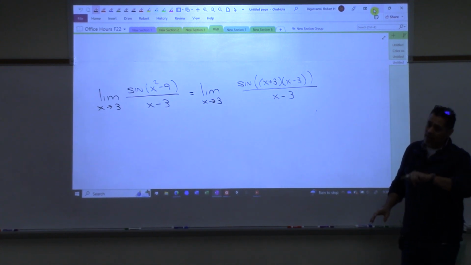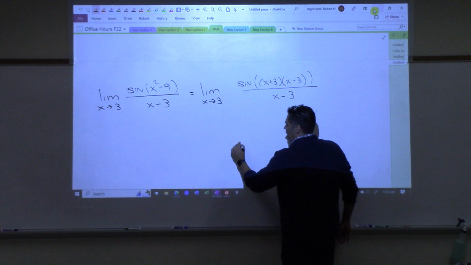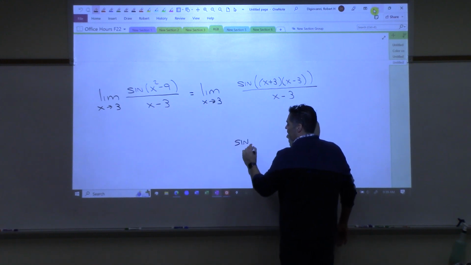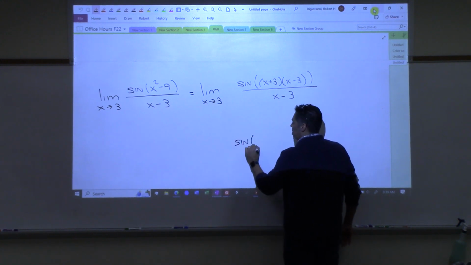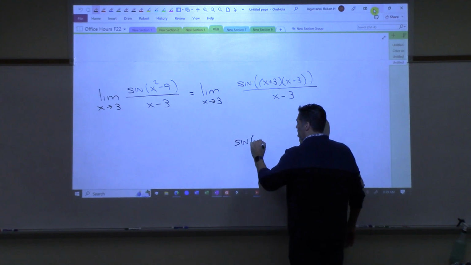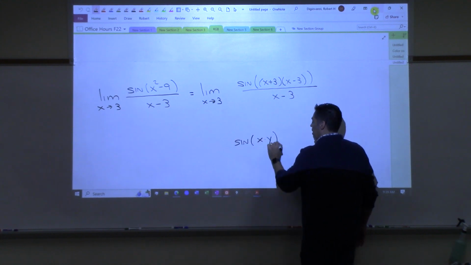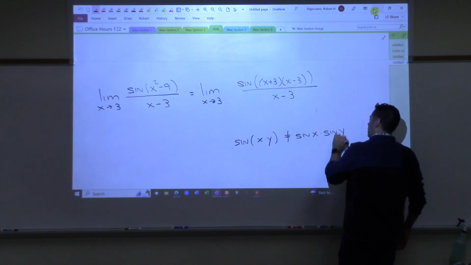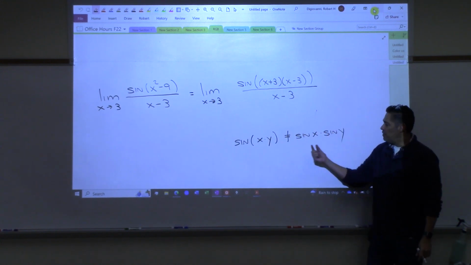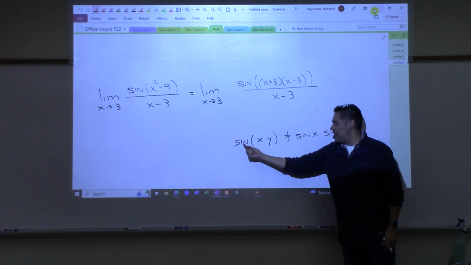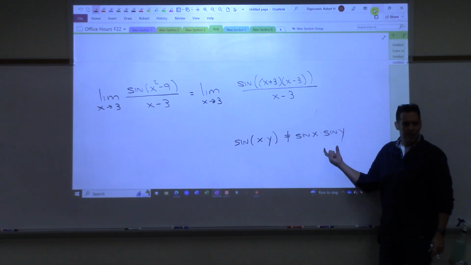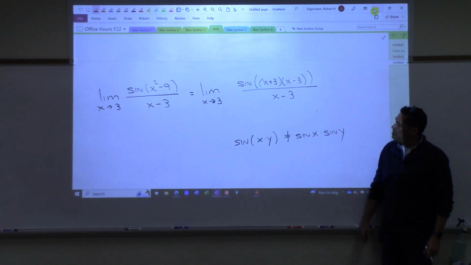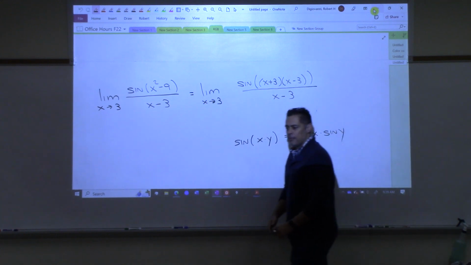And that goes back again to pre-cal. In pre-cal, we have a formula, and it's on your formula sheets, that if you have sine of, let's say, x times y, this does not equal sine of x times sine of y. That's not true. If you have multiplication inside of a sine, you can't distribute the sine through to each one. No go, all right? So since we can't do that, what in the heck are we going to do? Let's see if anyone has an idea.